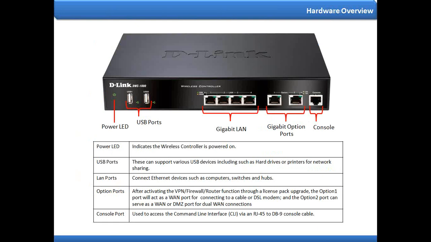Taking a look at the hardware, as I just discussed, the DWC1000 is a fairly small unit. It does come with rack mount ears in order to mount it in a rack. And it allows for up to 4 connections into the network: 2 gigabit option ports, which can be used as a WAN port, and your console port as well.